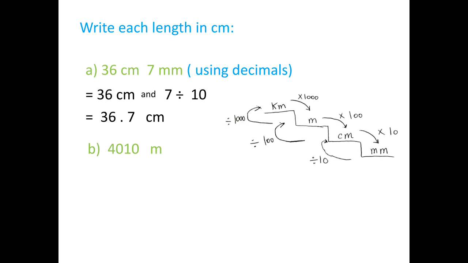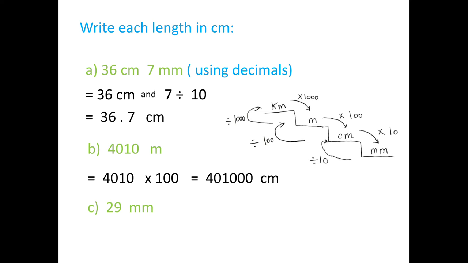Another question. 4,010 meters. Remember, what do I need to do? I need to convert to centimeter. So let's look at the model. From meter to centimeter, am I going upstairs or downstairs? I'm going downstairs, which means that I will use multiplication. Which number will I use in multiplication? It's 100. From meter to centimeter, I have 100. So I will multiply this number by 100. Add the 2 zeros to the number that you have. It will give you 401,000 centimeters.